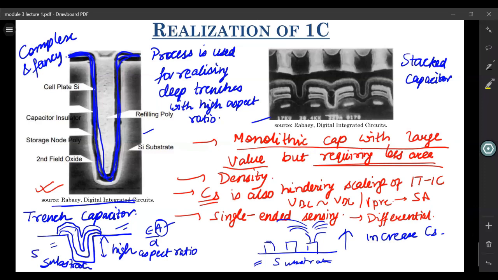So still, there is a need to find a way to have a monolithic gap with large value, but not a very large area. So that is still an ongoing question.